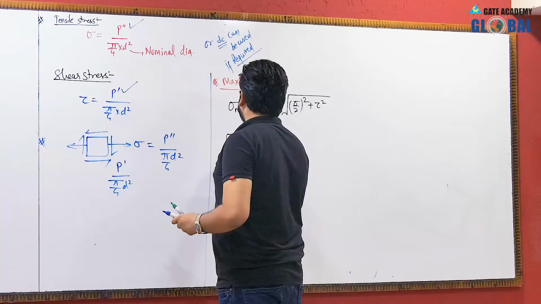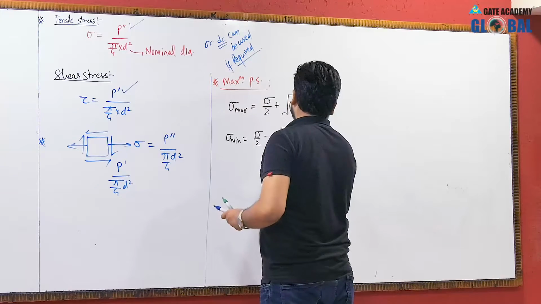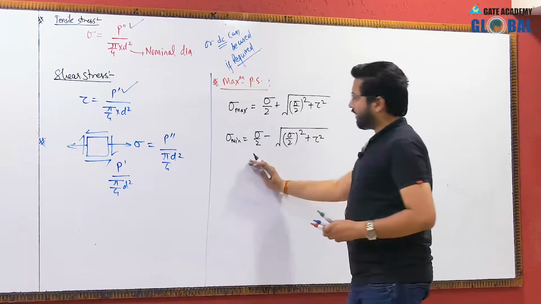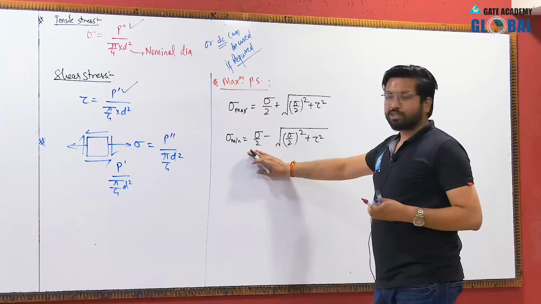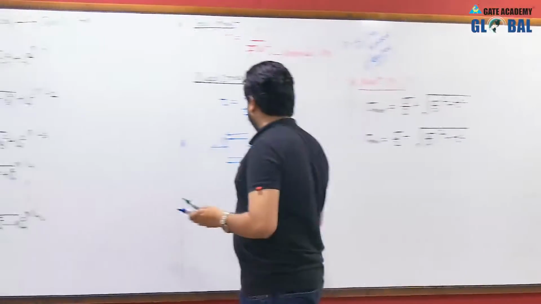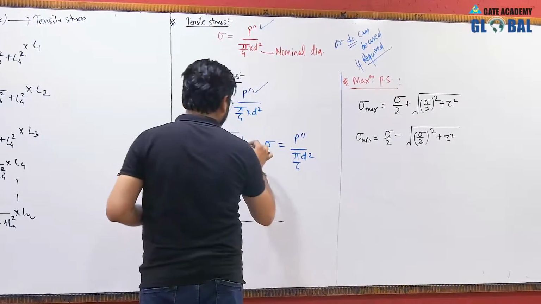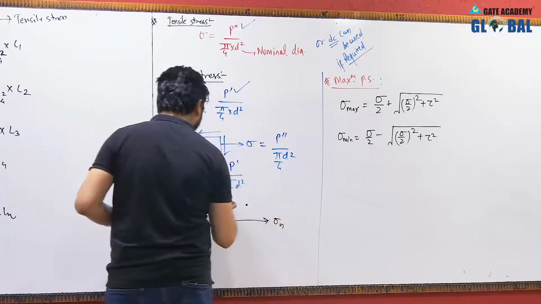If we want to calculate sigma minimum, this will be sigma by 2 minus root over sigma by 2 whole square plus tau square, and definitely it will be 0. There is no doubt that it will be 0, because if you draw the Mohr circle for the same, you will be having the value like this. This state of stress may be indicated over this point. I am drawing a rough diagram only.